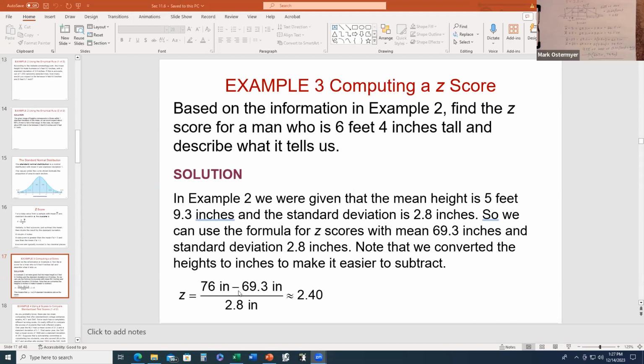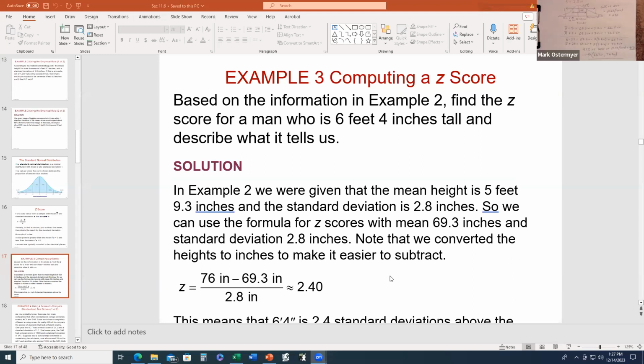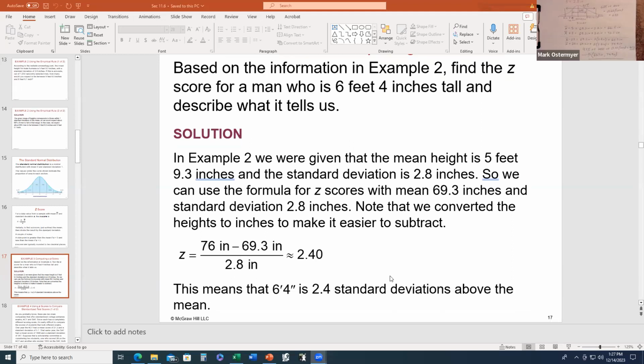That's what it's saying. So again, a man that has a height of 76 inches, that height would be 2.4 standard deviations above the average height of all men. That's what it's saying.